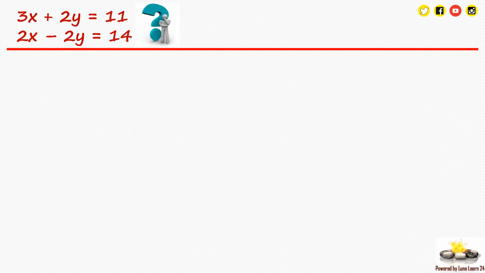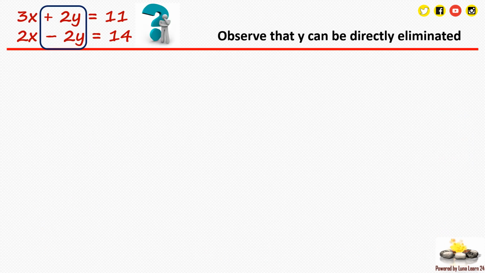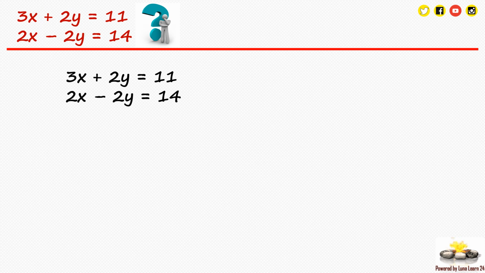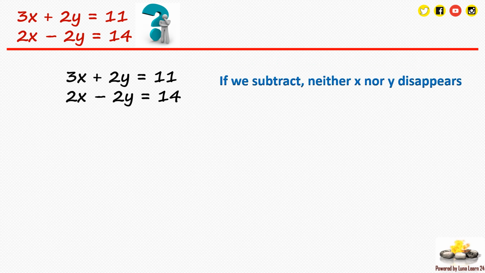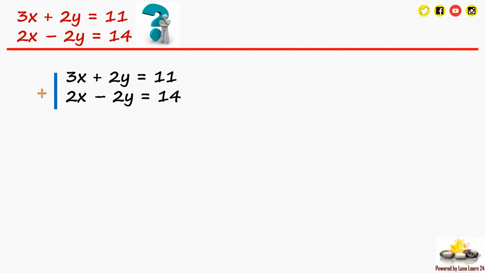Let's take another example. We observe that y can be directly eliminated by addition. If we add the two equations, y disappears. If we subtract, neither x nor y disappears. Let us add. We will have 3x plus 2x gives us 5x. 2y plus minus 2y gives us 0. And 11 plus 14 gives us 25.